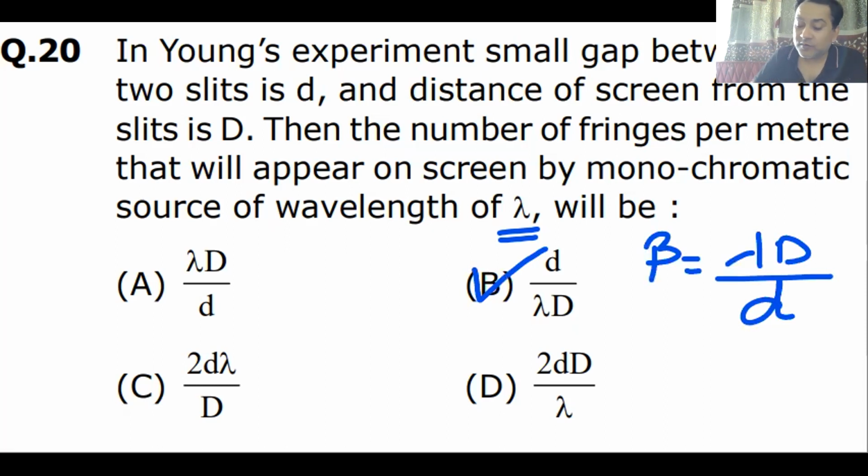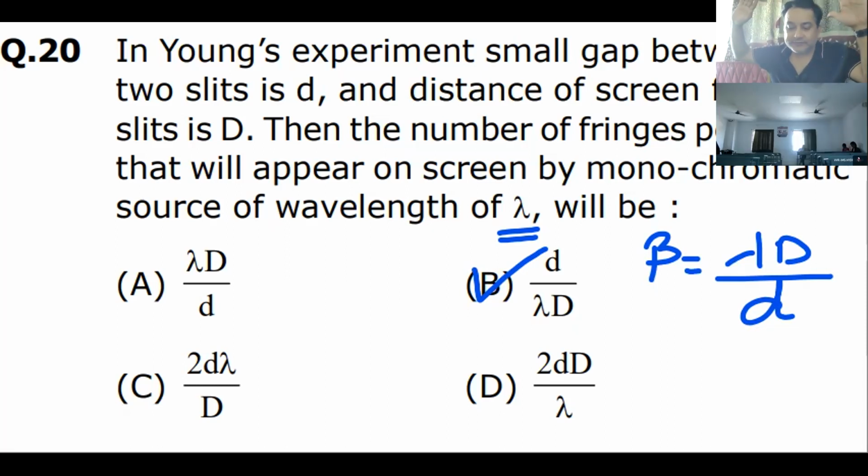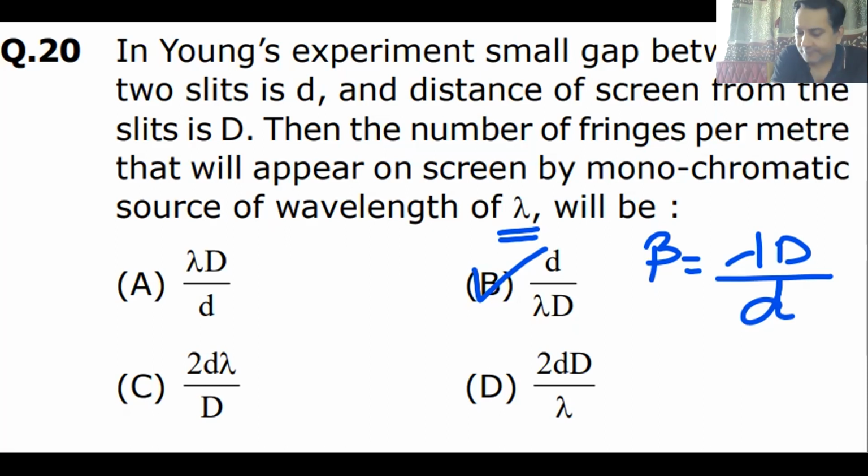To find out how many fringes we are having in 1 meter, you will have to find the inverse of the fringe width. Do we understand this? Yes or no? Do we understand this? Okay. Let us move ahead.